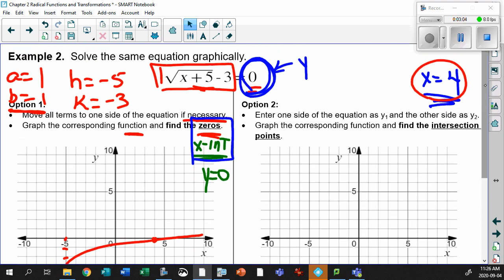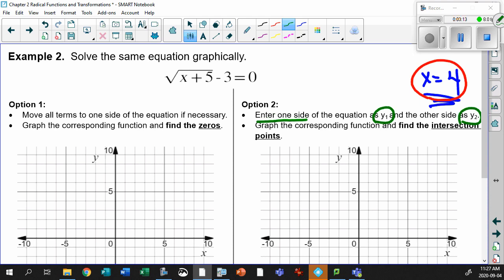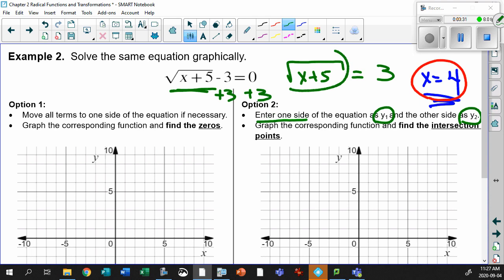Okay, so now, with that in mind, let's look at the next option we have. It says we should try to enter one side of the equation as y1 and the other side as y2. Oh, wait a second. How do we do something like that? Simple. Solve and isolate that radical. So if you think about it, if you add 3 to both sides, you now have the square root of x plus 5 equals 3. That becomes your y1. That becomes your y2. Throw it into the calculator, throw it onto your graph, and see what you get.